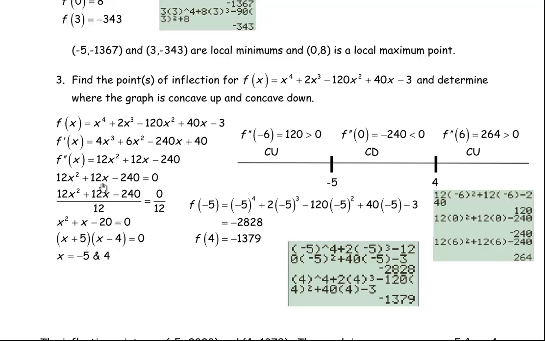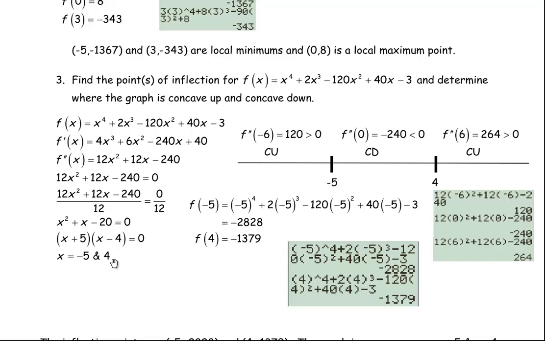So we find out where it's 0 first. So we set that equal to 0, and I'm noticing that there's a common factor of 12 here. So I divide a 12 out, and I get x squared plus x minus 20 equals 0. So what adds to positive 1 and multiplies to negative 20 would be 5 and negative 4. So x plus 5 and x minus 4 are the two factors. So if we set x plus 5 to 0, we get negative 5, and x minus 4 to 0, we get positive 4. So at negative 5 and 4, those are two places where there may be inflection points.